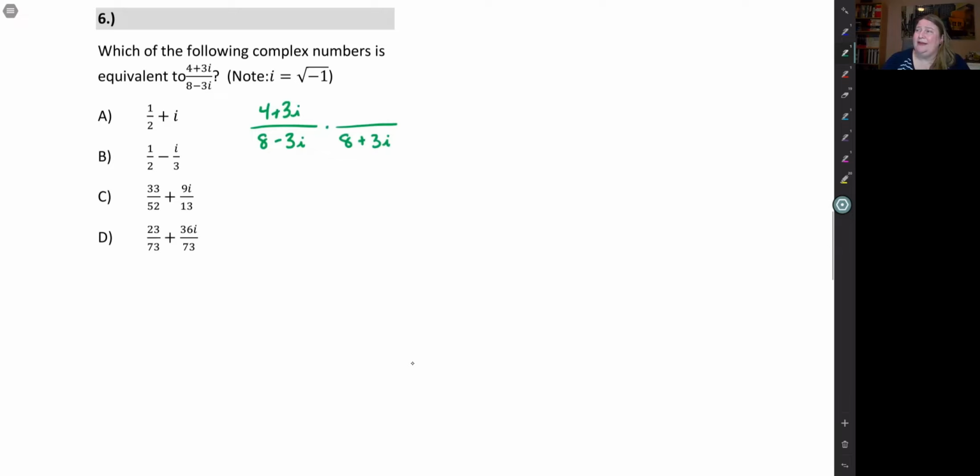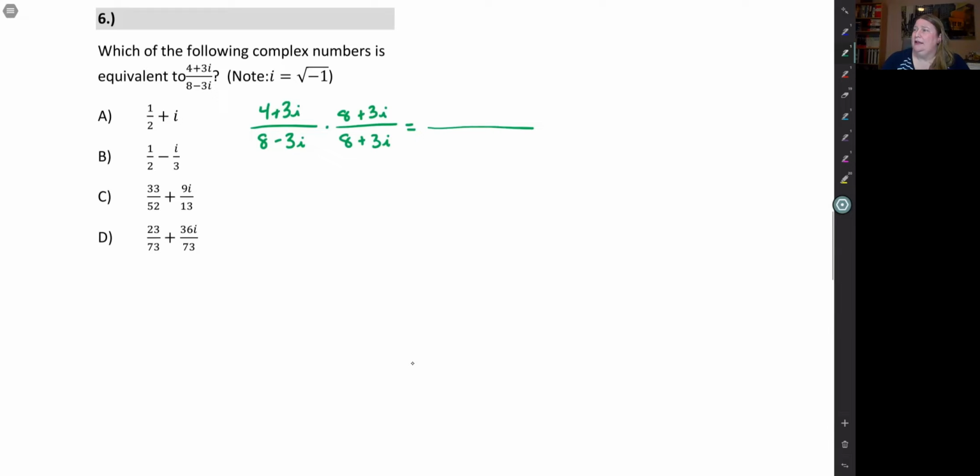Now we're going to use the rule of math that says whatever I do to the bottom, I have to do exactly the same thing to the top. So I'm going to multiply the top by 8 plus 3i, and effectively I'm just multiplying this fraction by the number 1 because it's the equal numerator and denominator. It's just going to change the format of the fraction. It's going to simplify it for me, but it's not going to change the value. And we're going to do this by FOILing.